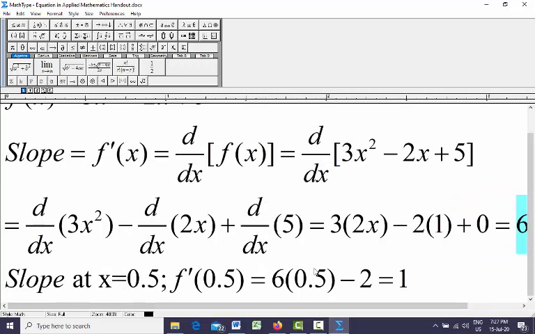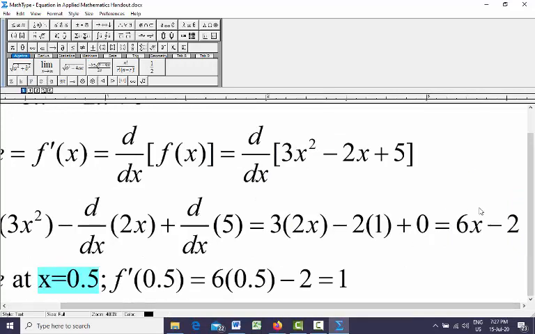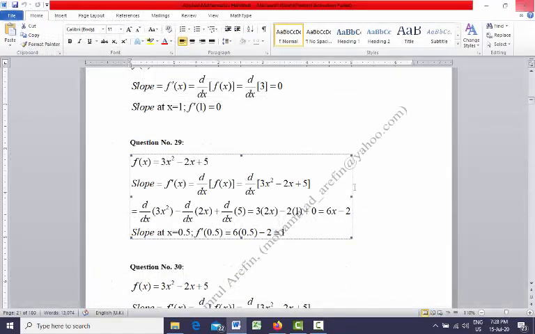Now the question is asking us to find out the slope where the value of x is 0.5. That means we will just put the value of x as 0.5 here. If you put the value like that, the slope is 1 when the value of x is 0.5. So that's the answer of this question.